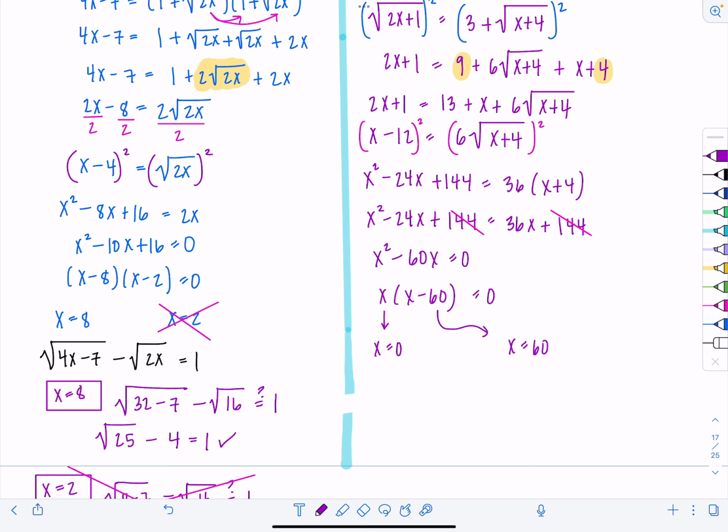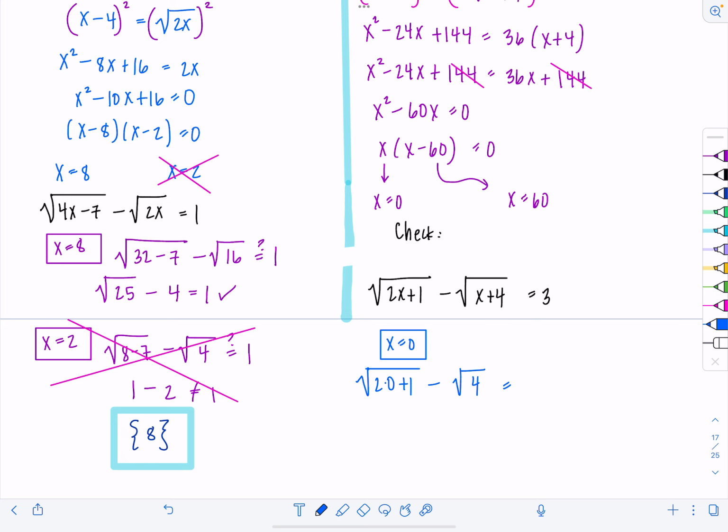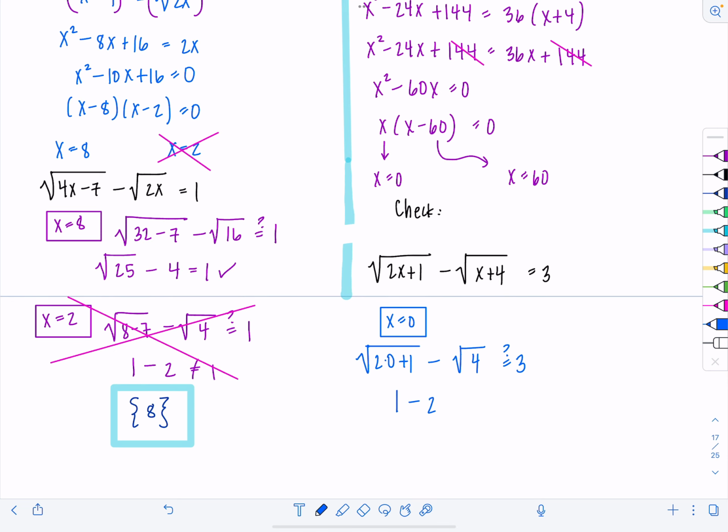Again, though, we have to check these, yeah? We have to check them in the original. Okay, so let's check. Let me write the original. It was rad 2x plus 1 minus rad x plus 4 equals 3. So let's check x equals 0 first. So is the square root of 2 times 0 plus 1 minus the square root of 4. Does that equal 3? So square root of 1, that's 1, minus 2. No, that's not 3. Oh no.